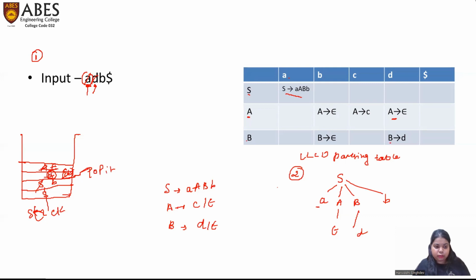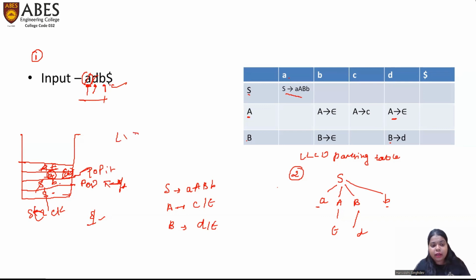Now what are we left with? Small b, and the top of the stack is small b. These two are also matching, so pop it off. So this is our parse tree. Now all the symbols are popped off, so we are left with only the dollar symbol. This dollar and this dollar symbol are now matched. So after scanning the whole string, this dollar and this dollar are matched.